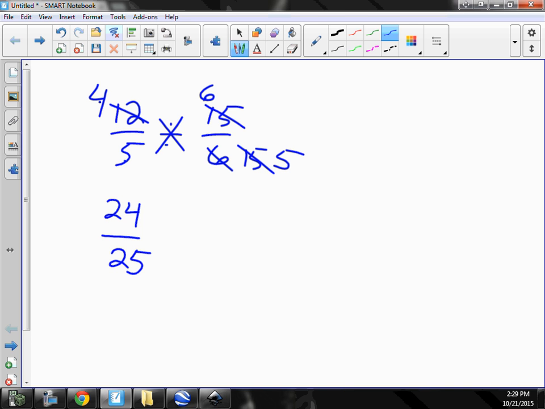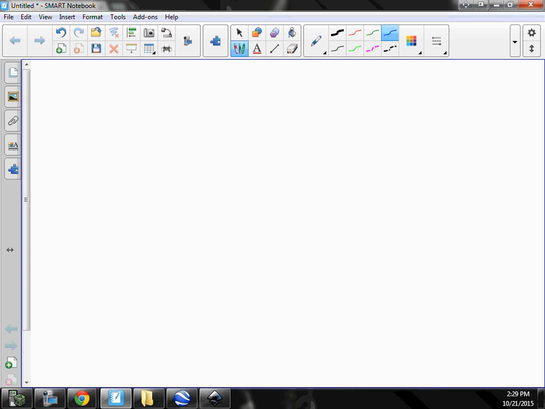We're going to do the same thing with rational expressions on the back side. So take a look. 15 is pretty easy because it's already factored for us.